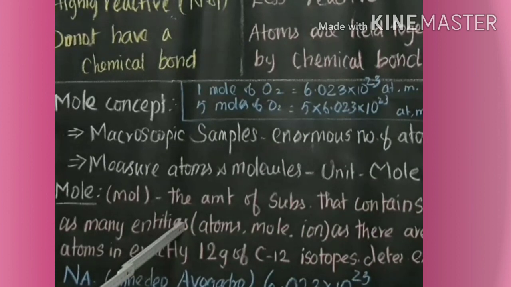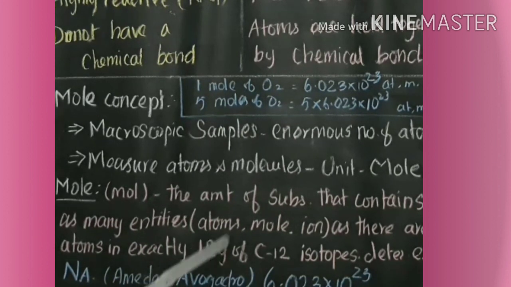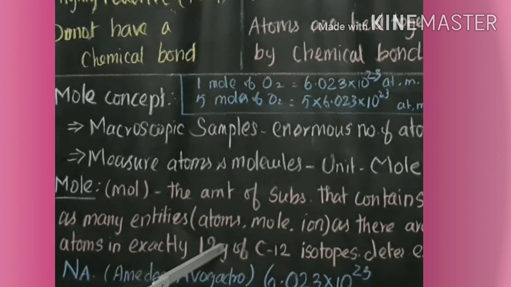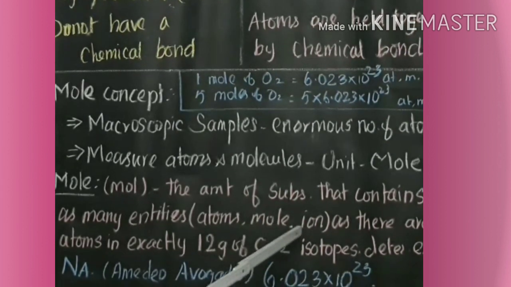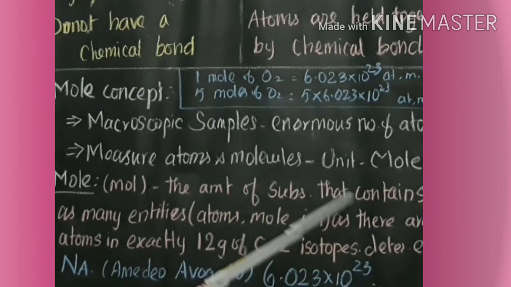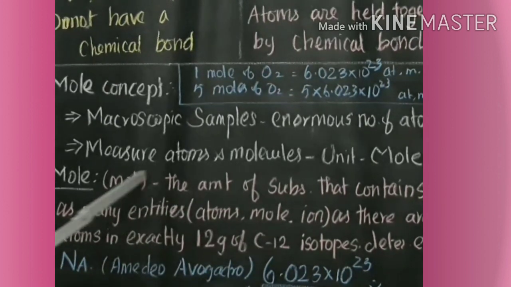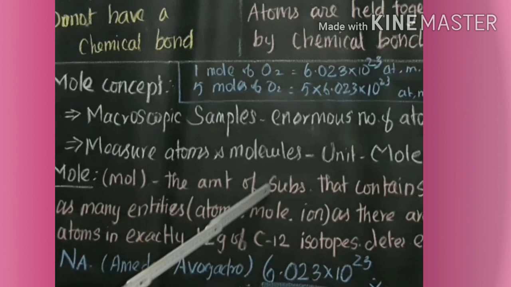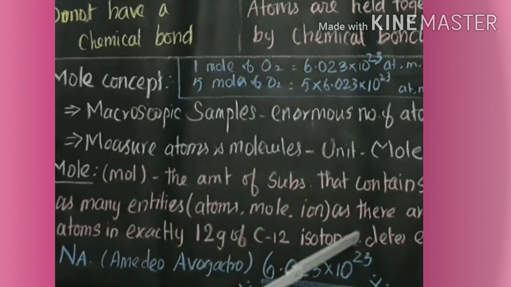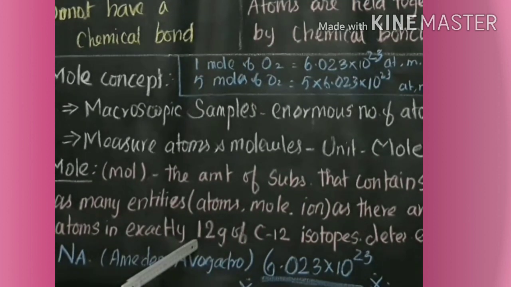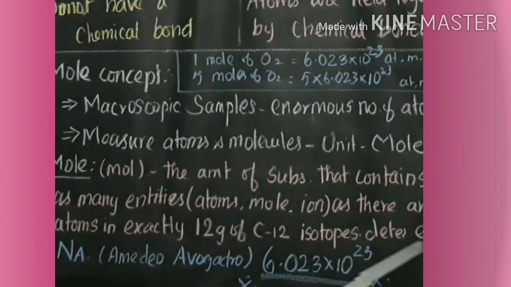What are these entities? They are atoms. In macroscopic samples, it may be formed of so many atoms, or in the case of molecules, so many molecules may be present, or in the case of ions, a combination of many ions. These are the entities. And again, what is a mole? The amount of substance that contains as many entities as there are atoms in exactly 12 gram of C12 isotope, that is determined experimentally.